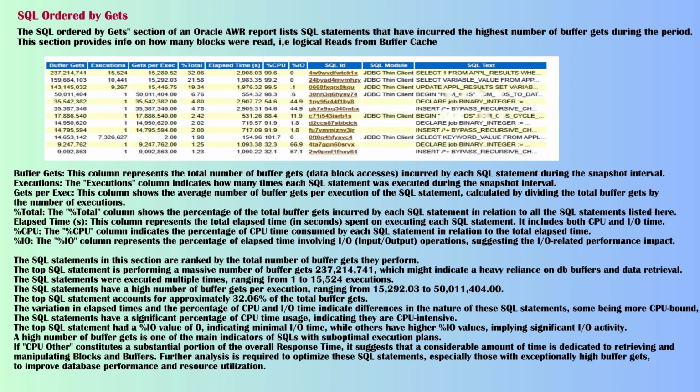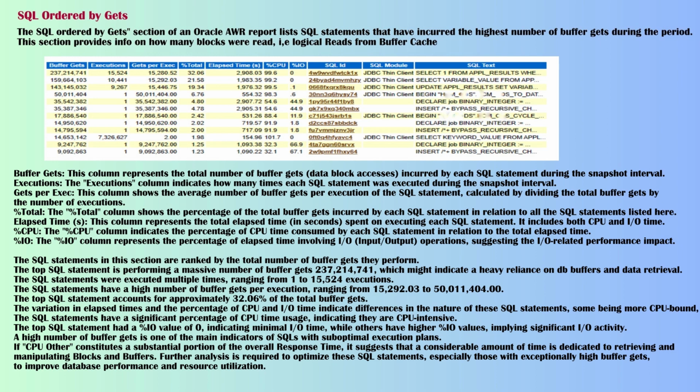SQL ordered by gets. The SQL ordered by gets section of an Oracle AWR report lists SQL statements that have incurred the highest number of buffer gets during the period. This section provides info on how many blocks were read, i.e. logical reads from buffer cache.